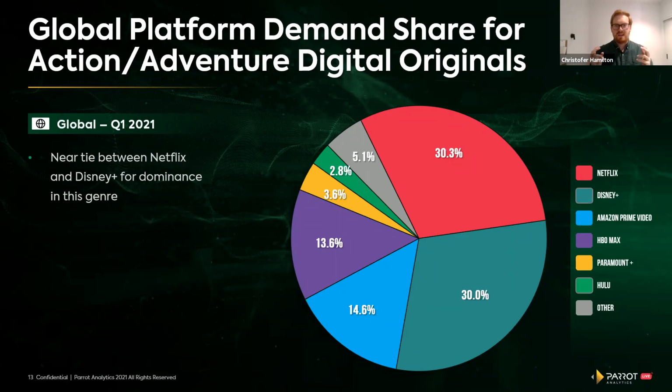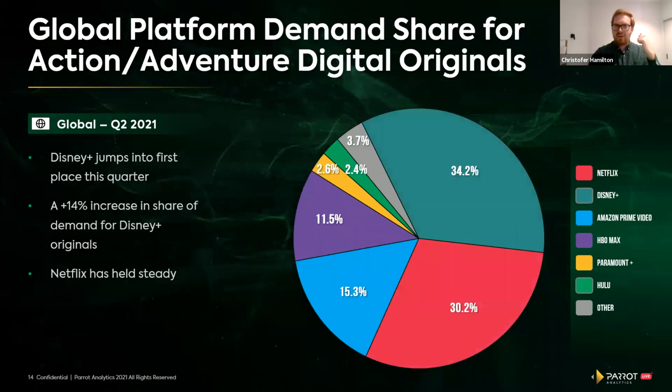Q1 was when Netflix really entered hyperdrive, starting to roll out its new Marvel series. And that's what led it to grow to a 30% share in Q1. But if we look at how things stack up this quarter, we see how it's paid off for Disney Plus. They've jumped into first place. They have 34.2% demand share for action adventure originals. And that's really due to huge demand for its new Marvel series.